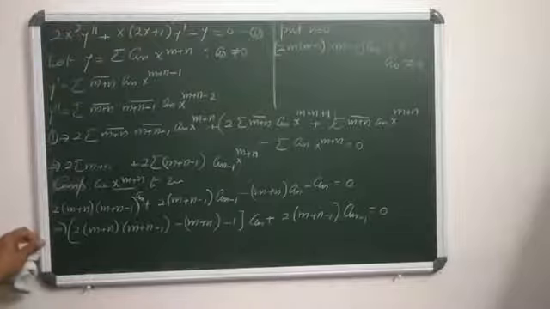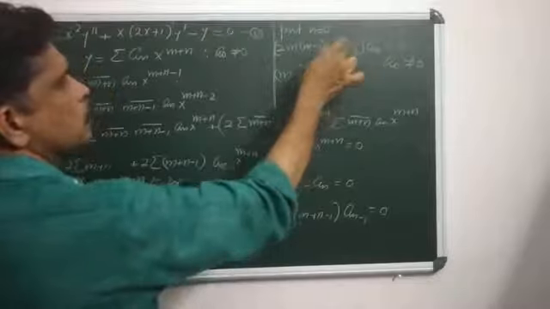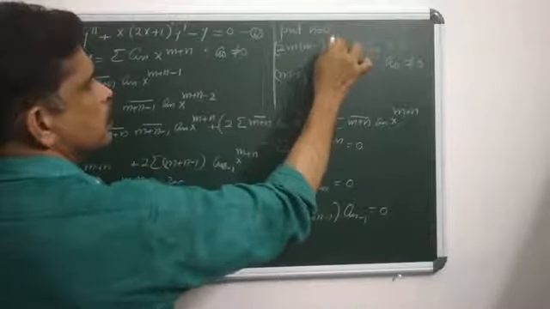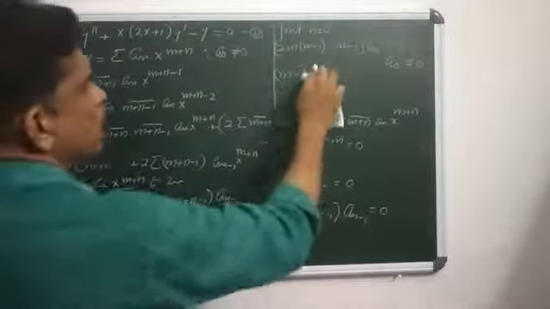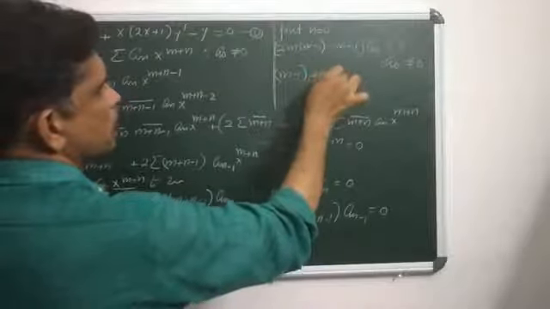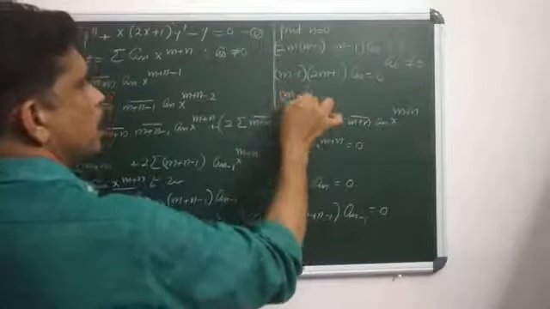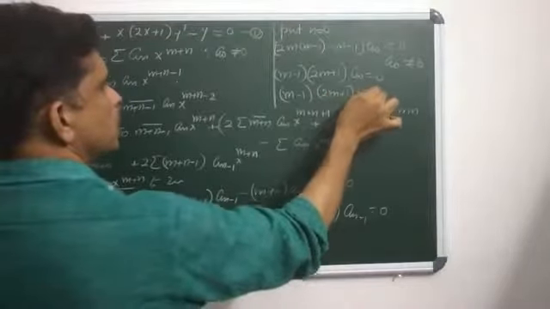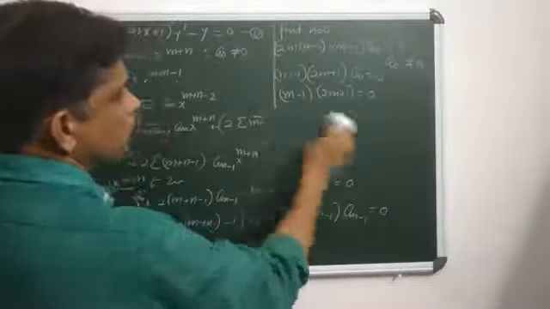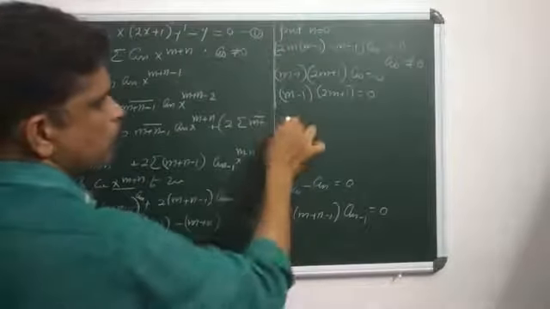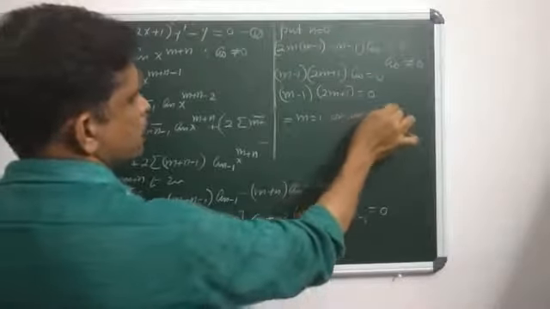So what do you get? If you take m minus 1 outside, it is m minus 1 into 2m plus 1 a naught equals 0. Here a naught differs from 0, so m minus 1 into 2m plus 1 equals 0. That means there are two possibilities: either m equals 1 or m equals minus 1 by 2.